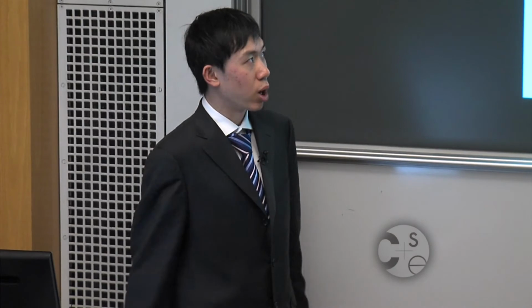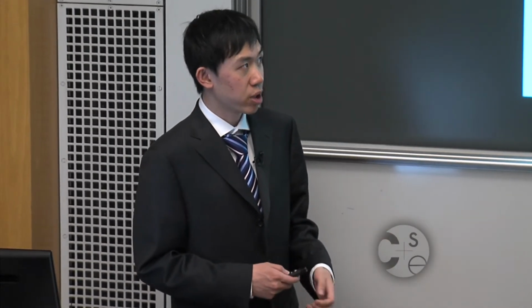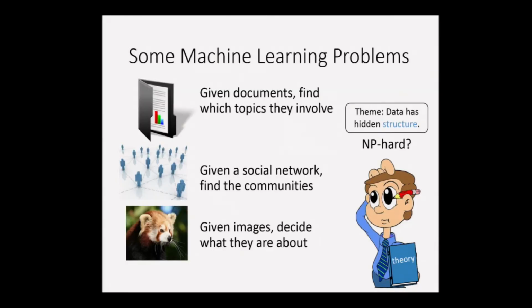However, unfortunately, when we look at these problems from a more theoretical point of view, all these problems of finding hidden structures are often NP hard. So does that mean we cannot solve all these problems? Well, that's apparently not true in practice, because topic modeling, which is a common algorithm for solving the first problem, has been applied to a huge volume of Twitter feeds. And when I go to Facebook, it will suggest lists of friends to me, and those are essentially communities.